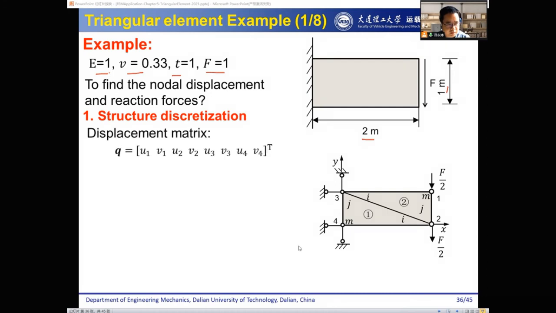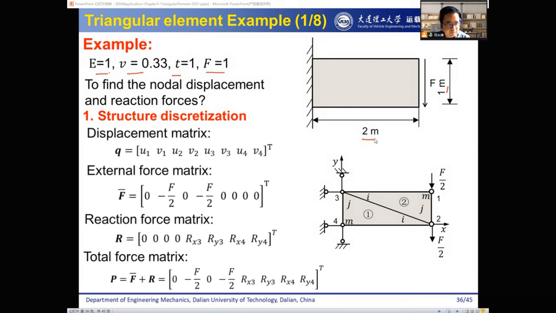We mesh the structure using two elements, element 1 and element 2. Then we have nodes 1, 2, 3, 4. We have 4 nodes. At node 3, this end is fixed, so node 3 is constrained in two directions. Node 4 is also constrained in two directions. Node 1 and node 2 are free to move, but they have the external force, which is half of F.